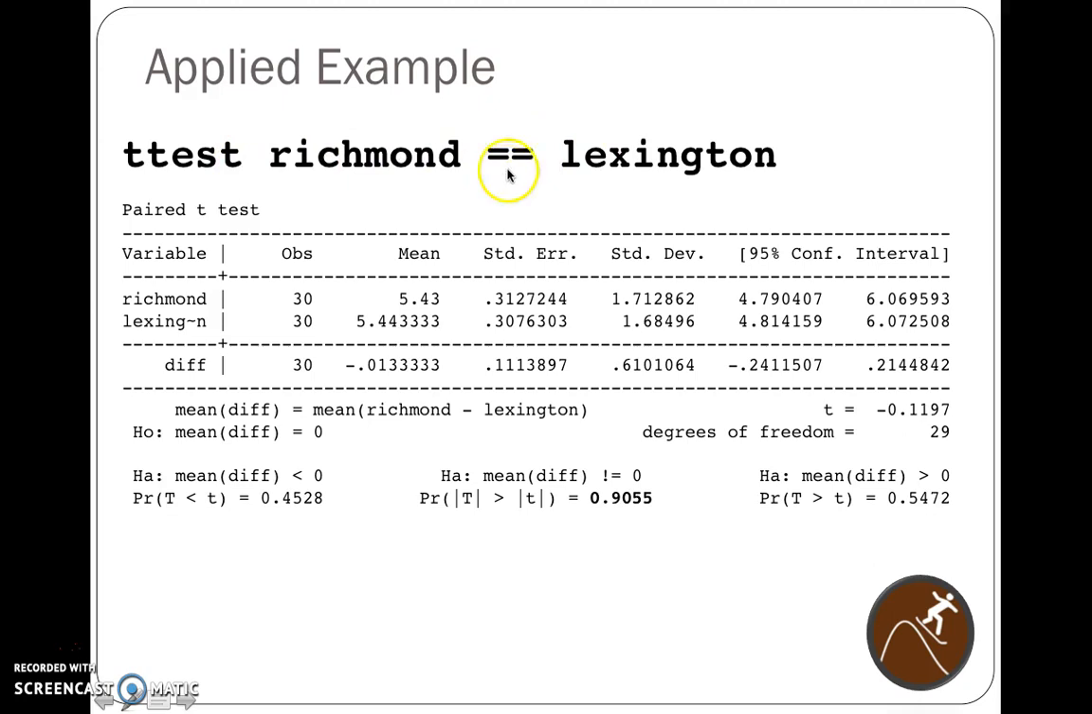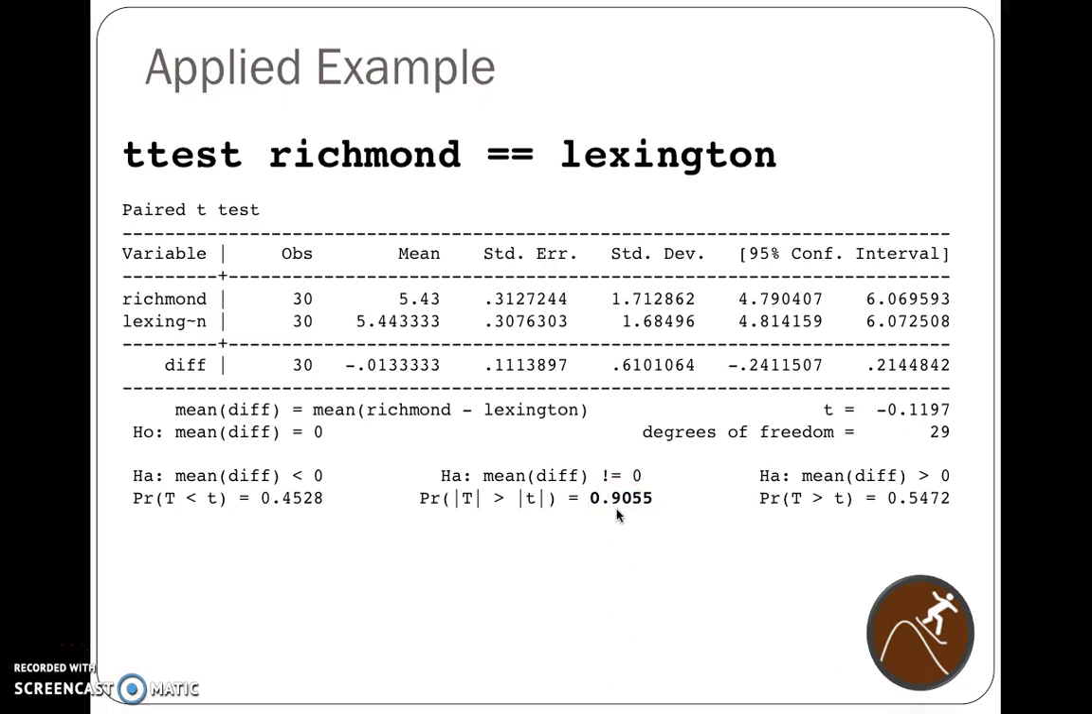That's the test. And we see we have 30 observations for Richmond, and the mean was 5.43 overall. For Lexington, the mean was 5.4433, and it's asking for the paired t-test. Is there a statistically significant difference between the two, yes or no? This is a two-tailed test, so the significance level is 0.05.